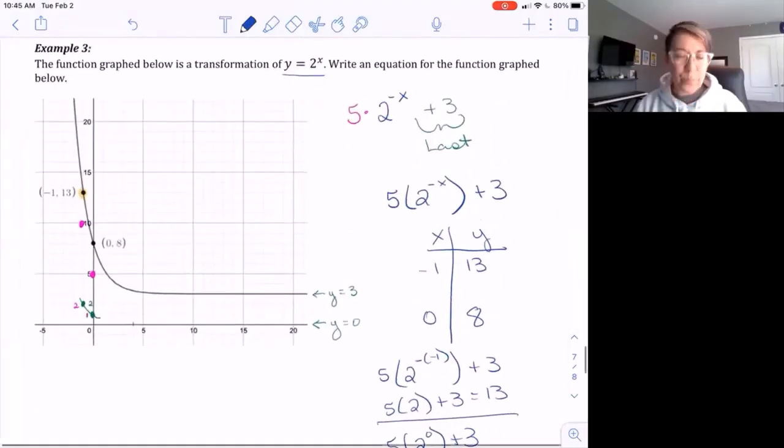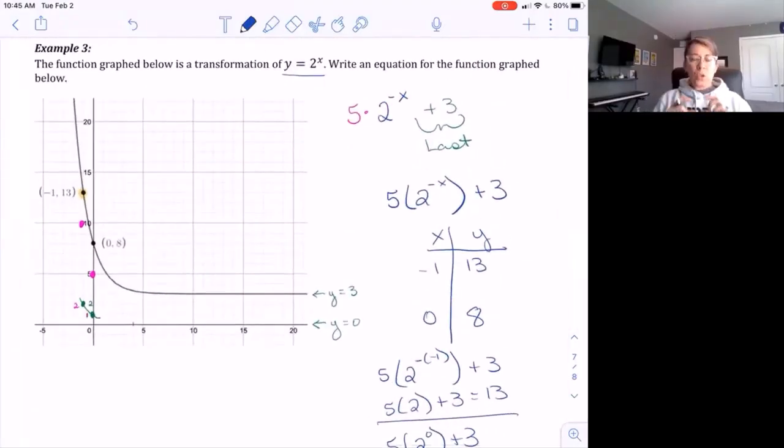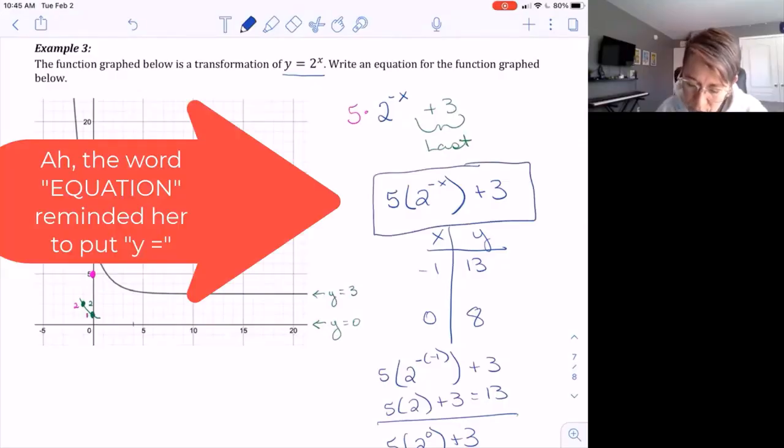This one was tricky because we saw one of the transformations, but it wasn't the first transformation that occurs. We knew it moved up 3 units because of the horizontal asymptote. So sometimes if you see the last movement, just reverse it to see what that middle movement would be. So there's our final answer for the equation, y equals.